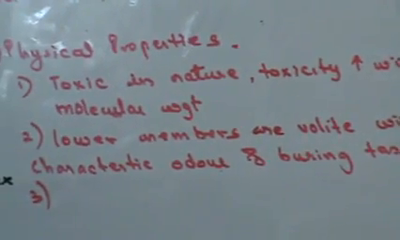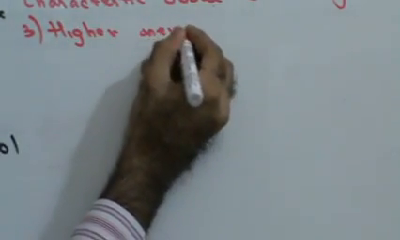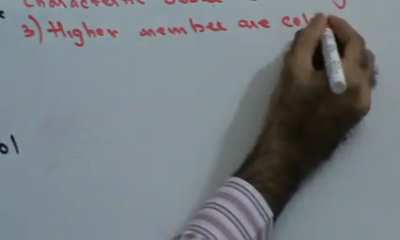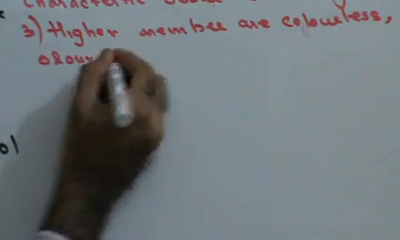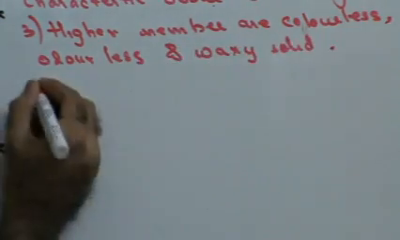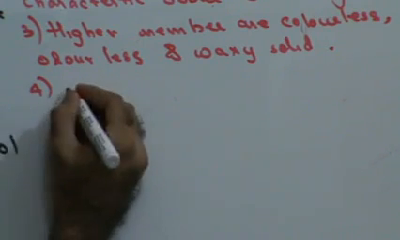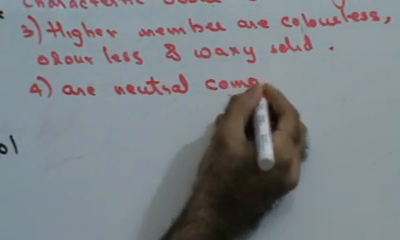Right. Next, the higher members are odorless, colorless, and waxy solids. Right. Now, alcohols are neutral compounds. They are neither acidic nor basic. So, alcohols are neutral compounds.